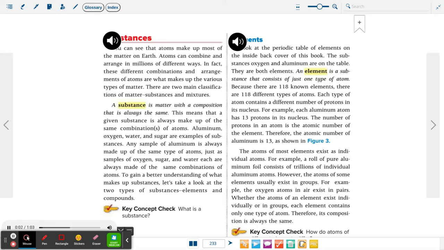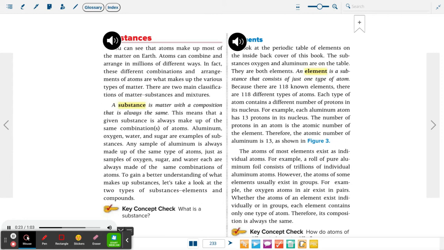Substances. You can see that atoms make up most of the matter on Earth. Atoms can combine and arrange in millions of different ways. In fact, these different combinations and arrangements of atoms are what makes up the various types of matter. There are two main classifications of matter: substances and mixtures.